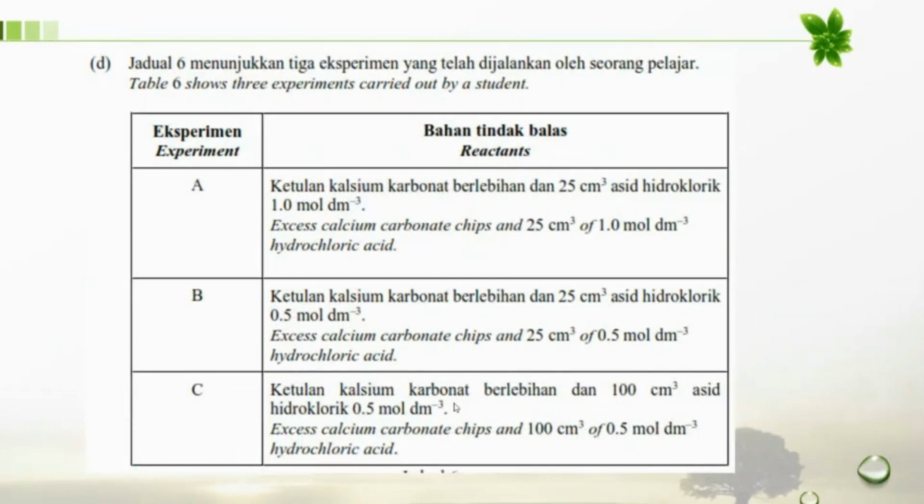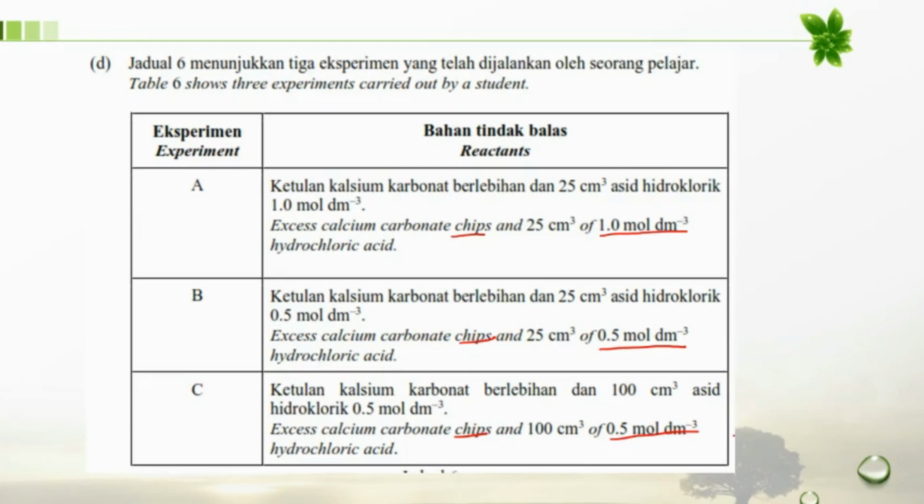Now we look into table 6. Table 6 shows 3 experiments carried out by a student. Now A, B, C. A: calcium carbonate chips and 25 cubic centimeter of 1 mole per cubic decimeter hydrochloric acid. You see here, calcium carbonate chips, all are chips, there should be no problem. Now this one concentration is 1 mole per cubic decimeter, this is 0.5, this is 0.5.